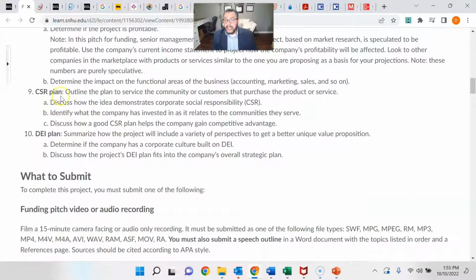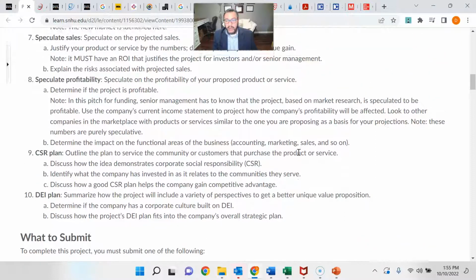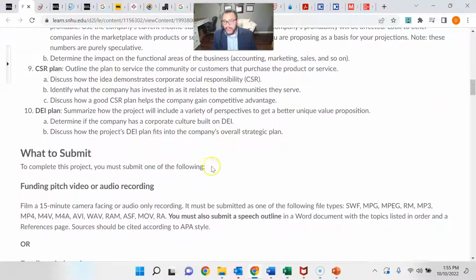What is your CSR plan? So what is your plan for implementing CSR? And hit each of these things, right? Discuss how the idea demonstrates CSR. Identify what the company has invested in as it relates to communities they serve. And then discuss how a good CSR plan can help you gain a competitive advantage, right? So make sure you're hitting all three of these. What's your DEI plan? Determine if the company has a culture built on DEI. You've been talking about this stuff in discussion boards for 2 weeks now, so it should be easy to pull that from there. Discuss how the projects, so this thing that you're doing, DEI plan, fits into the company's overall strategic plan. Okay? So you want to go ahead and get all of this stuff on your paper.